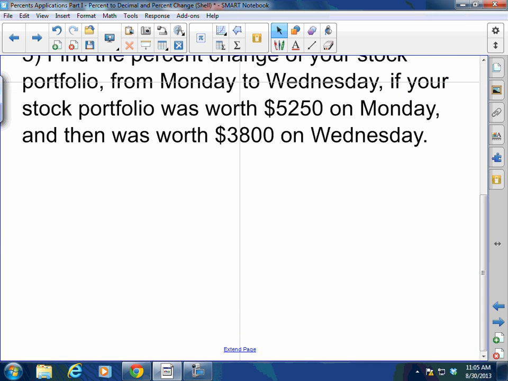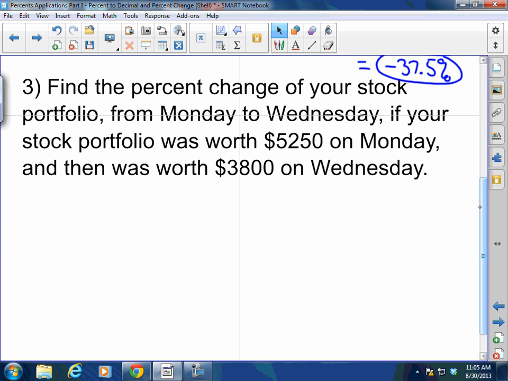All right, now let's try a little word problem here. Same stuff, okay? It's not a big deal. Don't let the words freak you out. Find the percent change of your stock portfolio from Monday to Wednesday if your stock portfolio was worth $5,250 on Monday and then was worth $3,800 on Wednesday. So this is a real life application. You have stocks and you want to see how much you're gaining by what percent or how much you're losing.